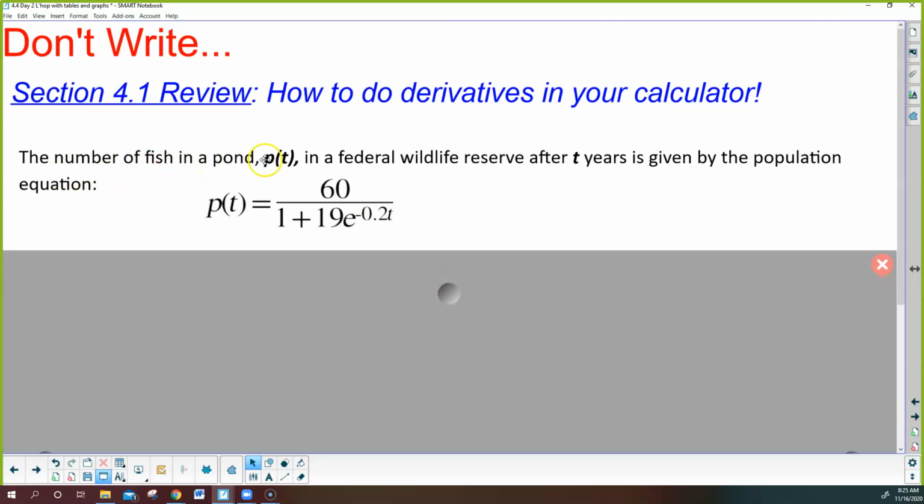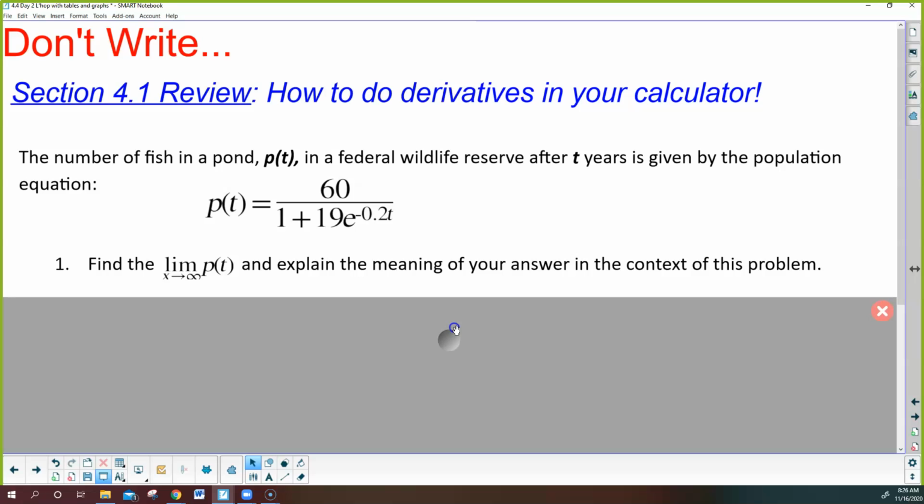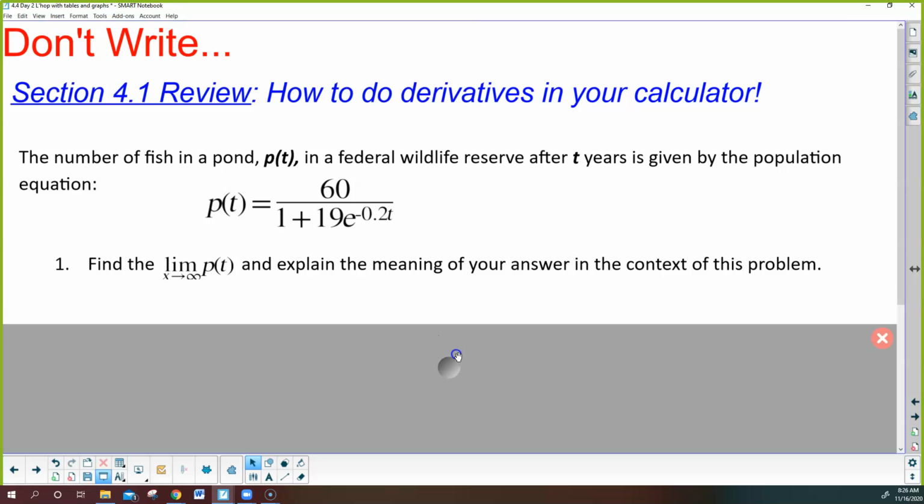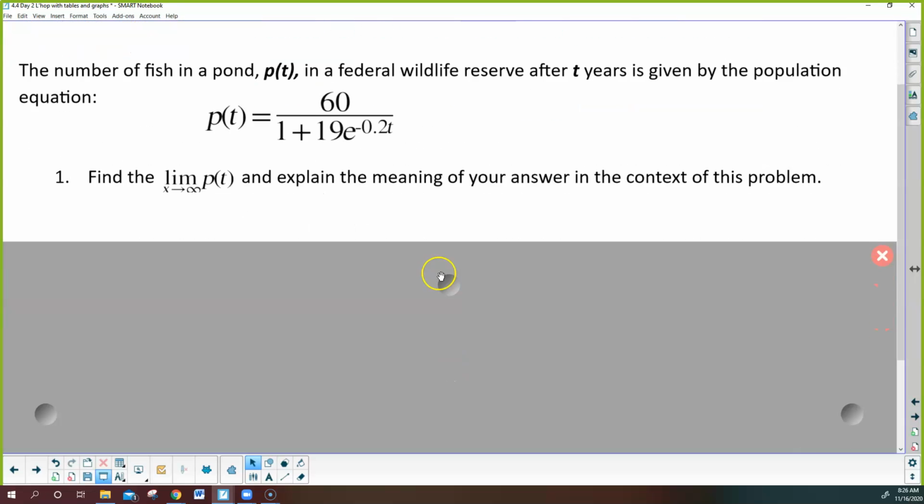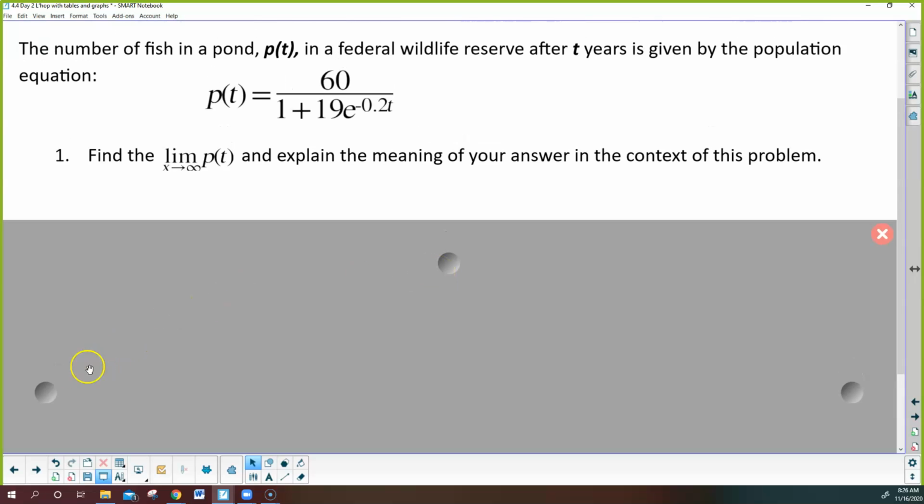The number of fish in a pond is given by the equation P of T. In a federal wild reserve, after t years, the population is given by P of T, which is 60 divided by 1 plus 19 e to the negative 0.2 t. So there's a function that models the population of fish over t years. Well, the first thing we want to do is explain the meaning of this limit. Now you could do this.